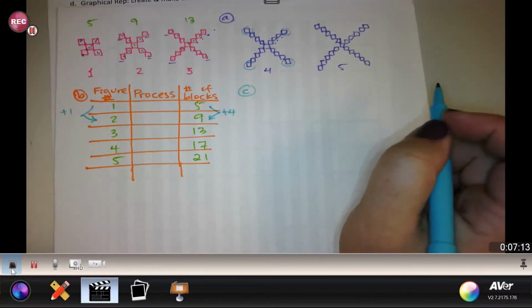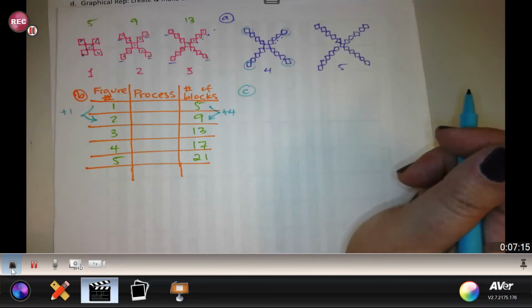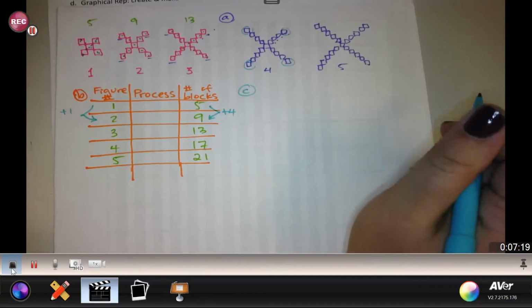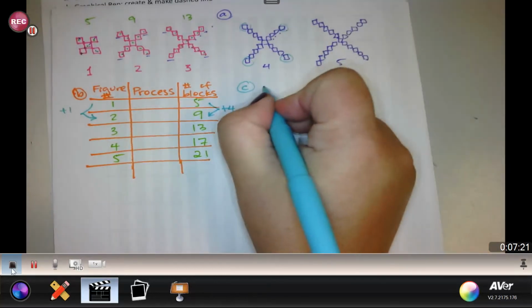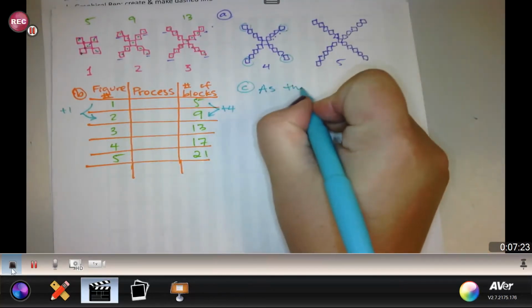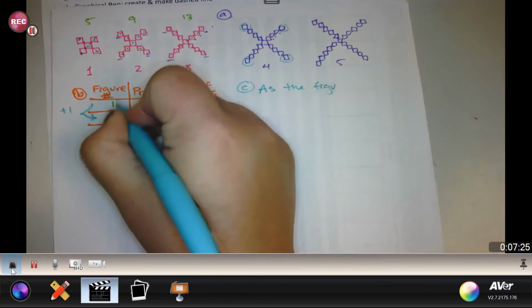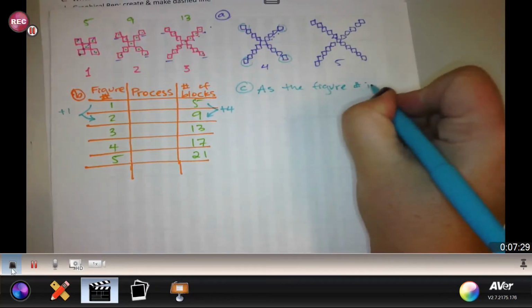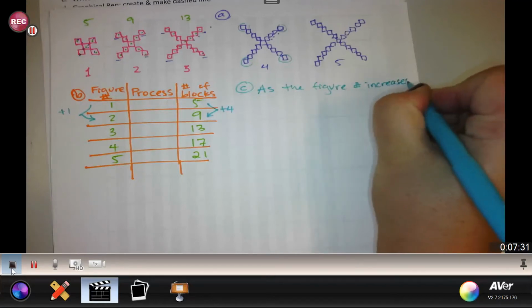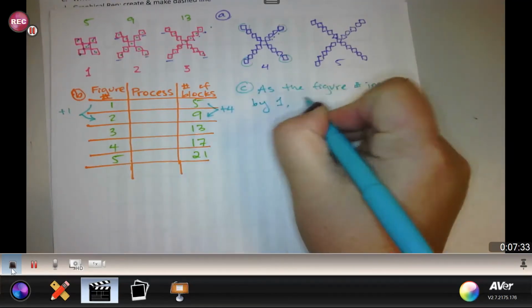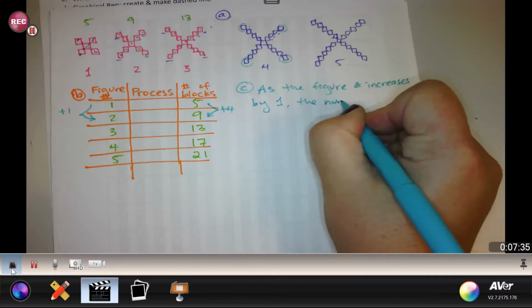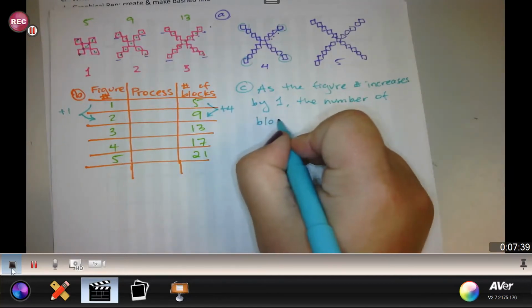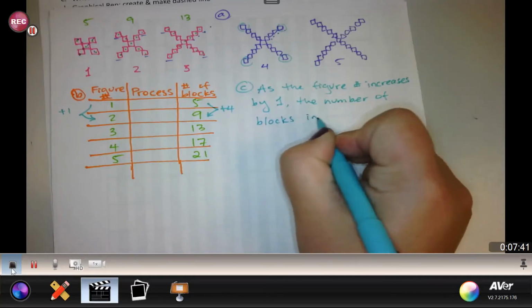So we have like a little template for this that you can use, or you can do it in your own way, but you say as the independent variable increases by blank, the dependent variable increases or decreases by blank, and that'll always work. So you can just say as the figure number, because that's this, right? Figure number increases by 1, the number of blocks increases by 4.